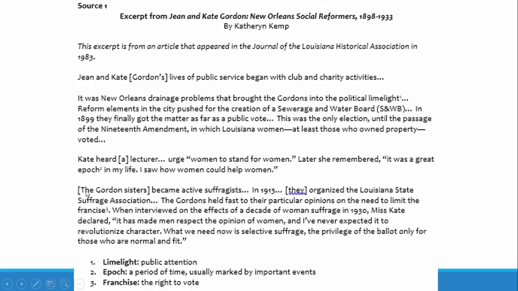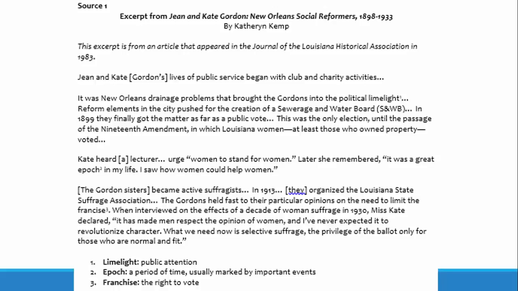The Gordon sisters became active suffragists. Ooh, that word suffragist again. Remember, suffrage means to give someone the right to vote. And we know if they're talking about women, they're probably talking about giving women the right to vote. In 1913, they organized the Louisiana State Suffrage Association. The Gordons held fast to their particular opinions on the need to limit the franchise or the right to vote.